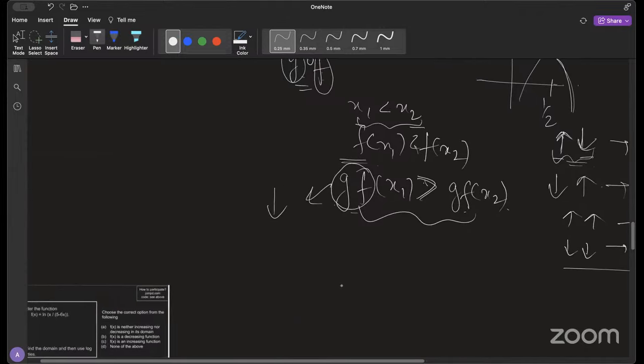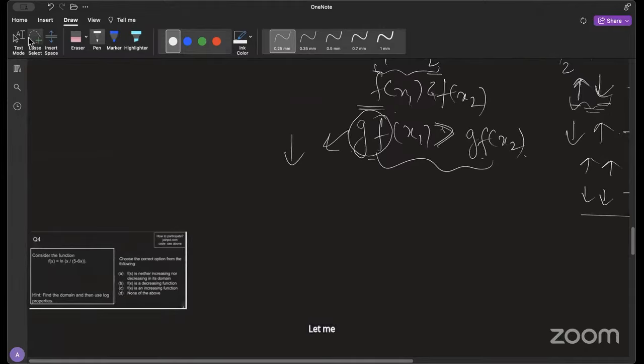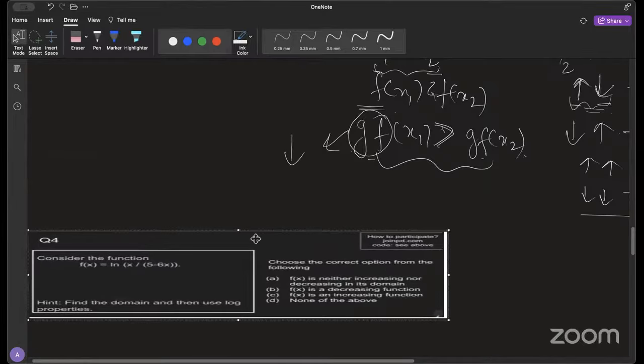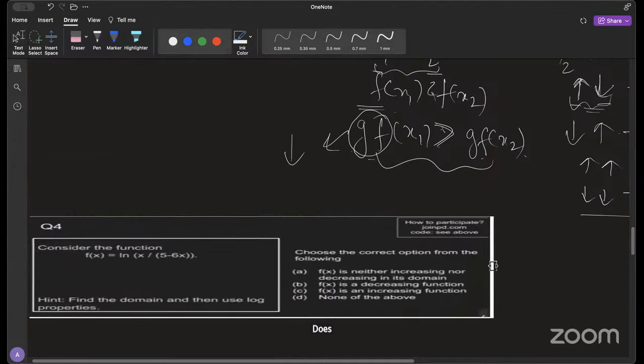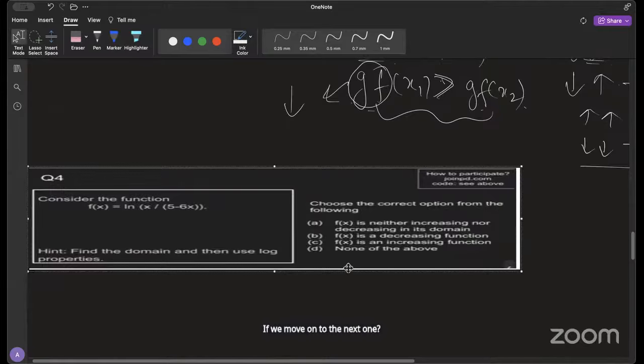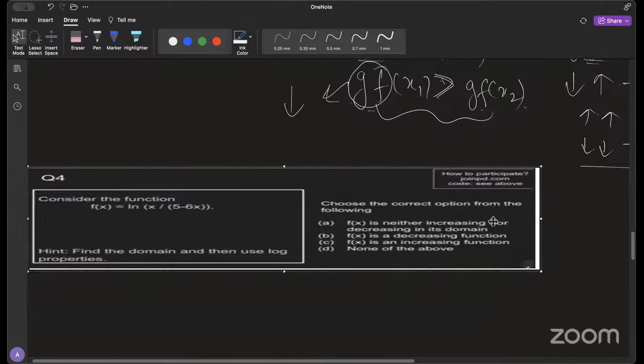Okay, can we move on to the next question then? Does anyone have any other doubt, or shall we move on to the next one? Okay, give this one a try then. It's 5 minus 6x.